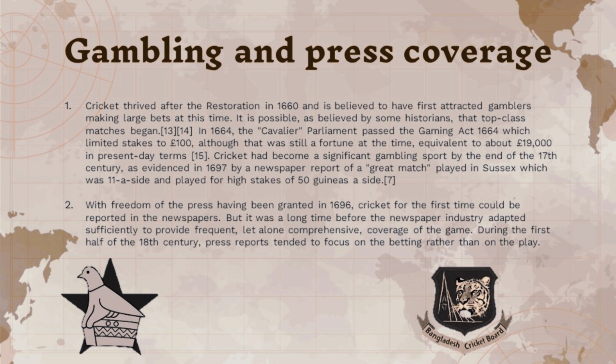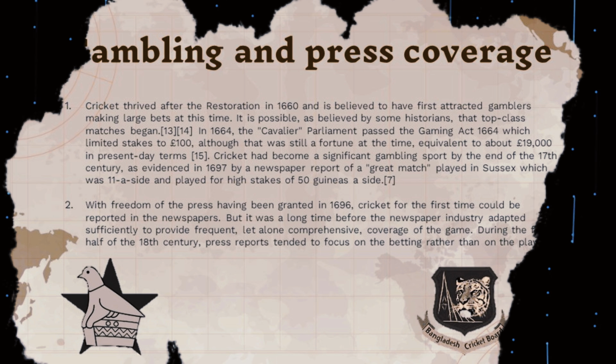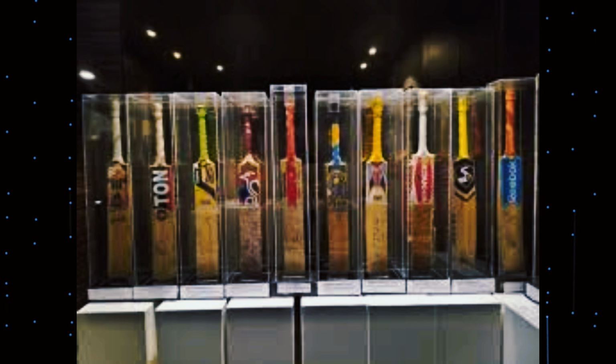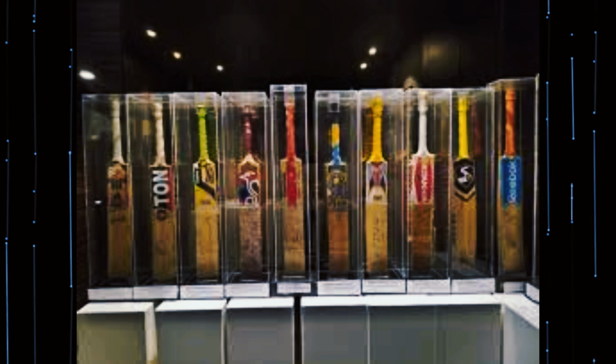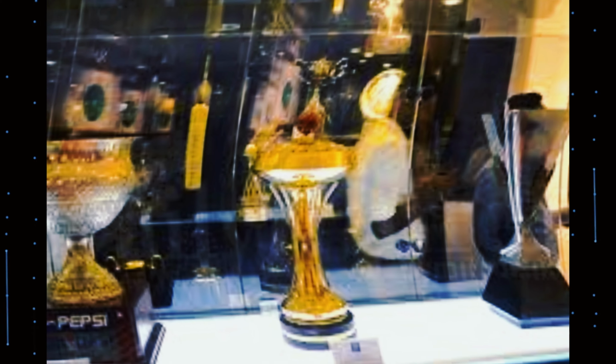Cricket flourished in the vibrant social climate of Restoration England, 1660, evolving from a pastime into a spectacle that drew widespread interest, particularly from gamblers. Historians suggest that this era gave rise to the first top-class cricket matches, fueled by extravagant bets.